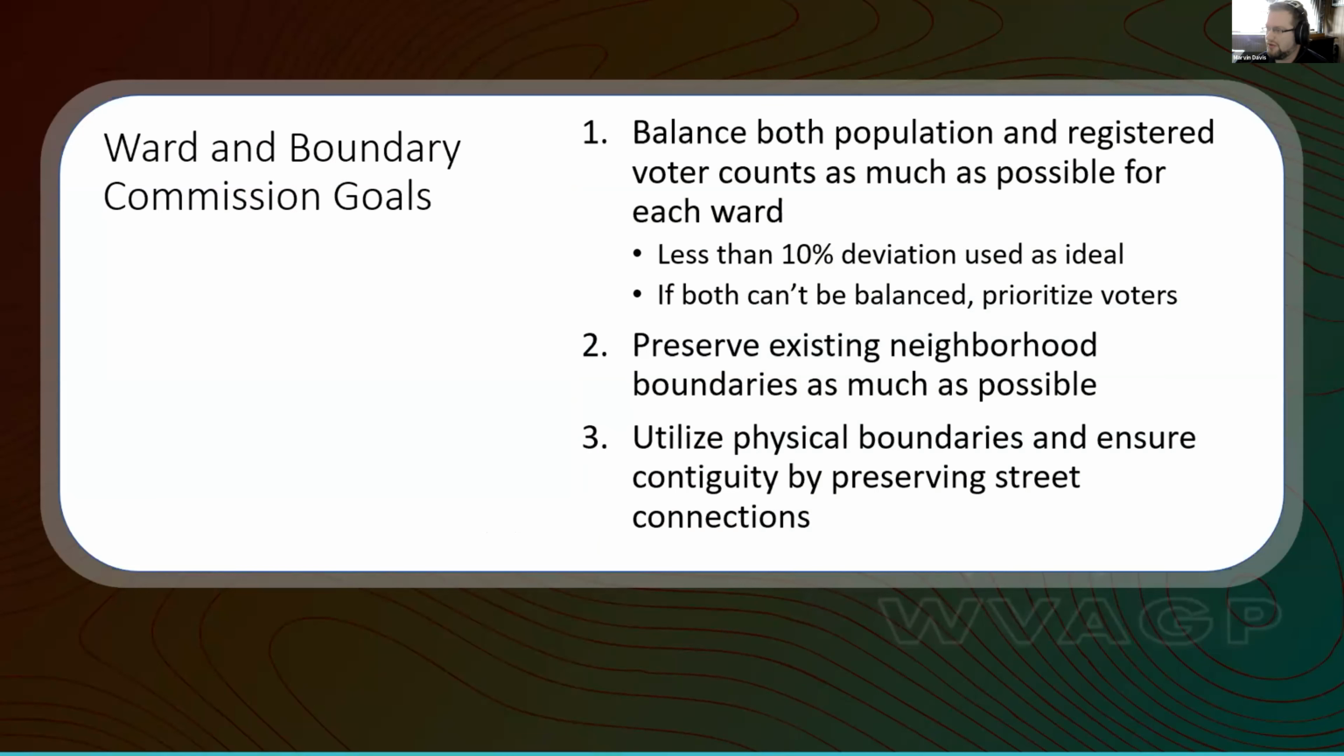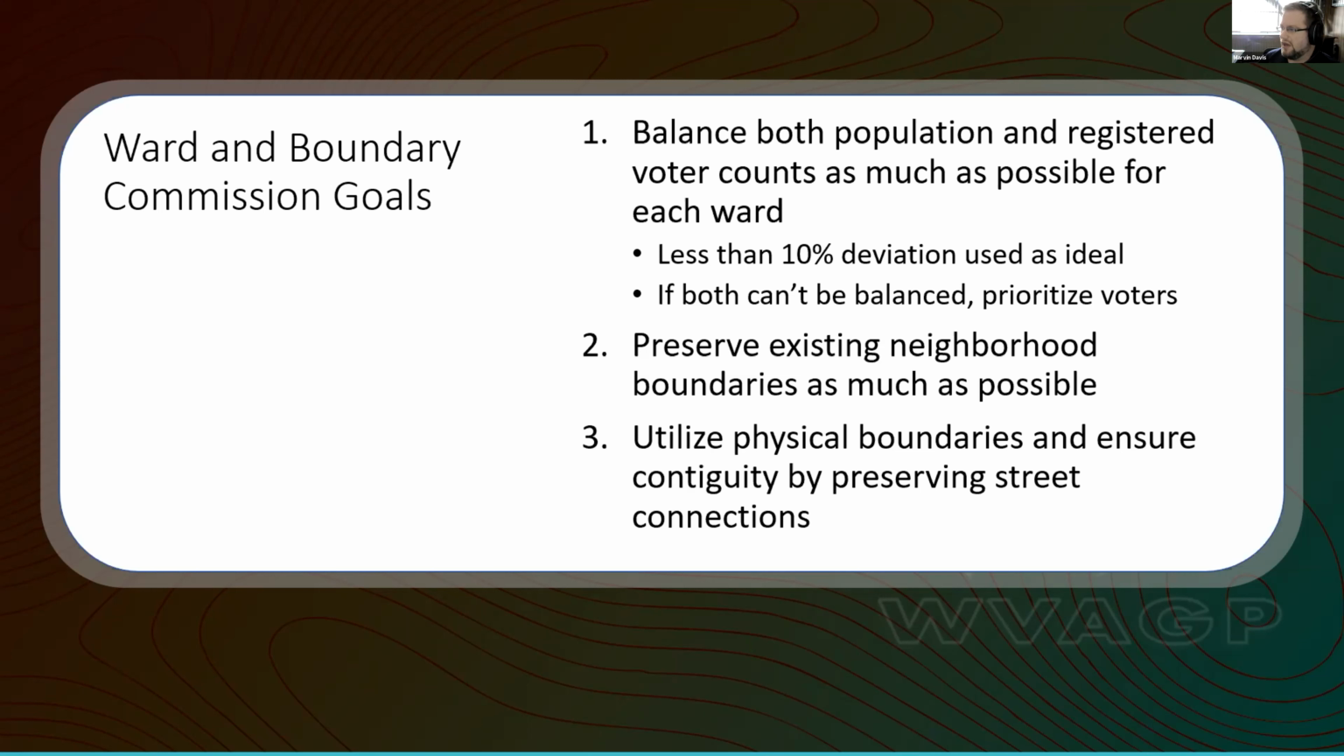So after talking with the Ward and Boundary Commission, some of the goals that were immediate: one was that the data had to be balanced across all 7 wards. The ideal situation was to balance both the population and registered voter counts as much as possible. And they used a 10% threshold as ideal in deviation.